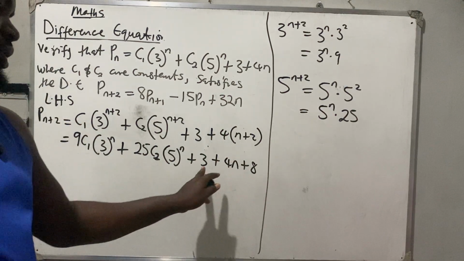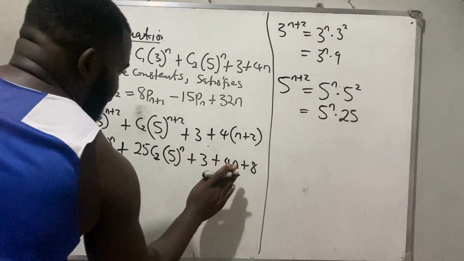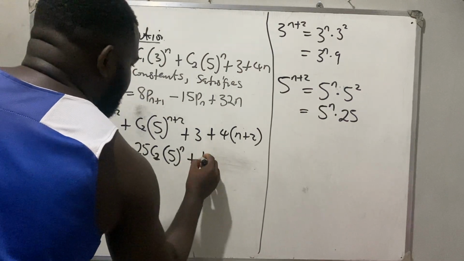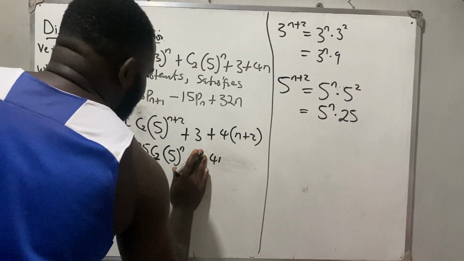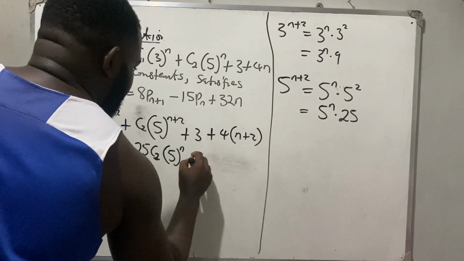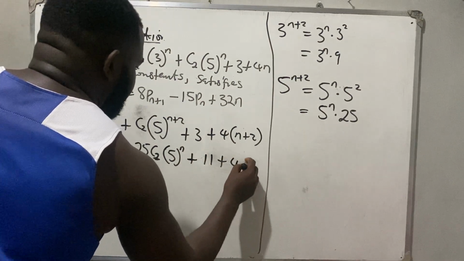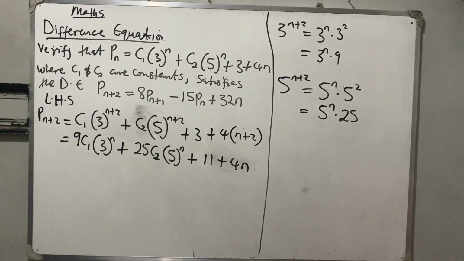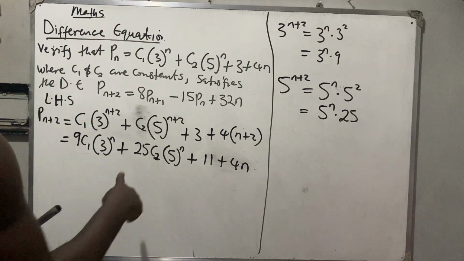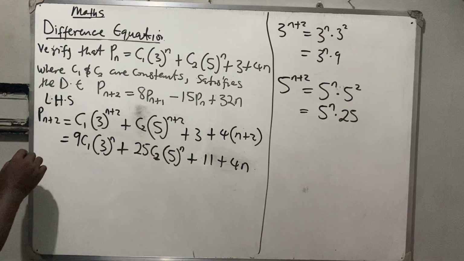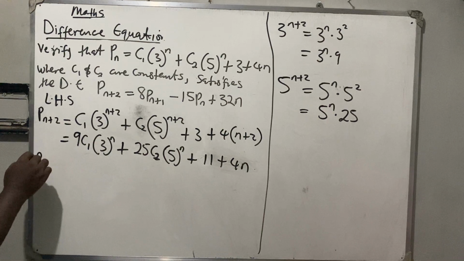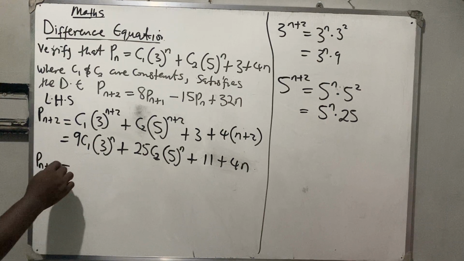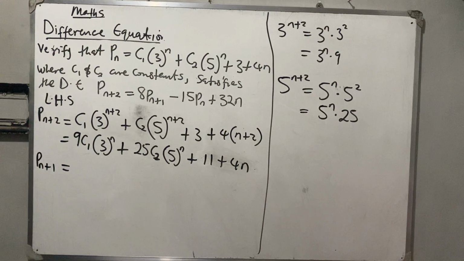And then 8 plus 3 will give you 11. So instead of writing this one, I'm going to write 4n plus 11, or 11 plus 4n, anyone. Okay, so this is our P_(n+2). So now let us get our P_(n+1) and then substitute and see what we are going to get. So let's see what P_(n+1) will give us.